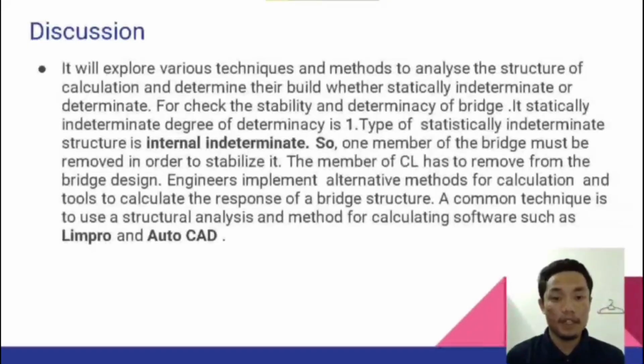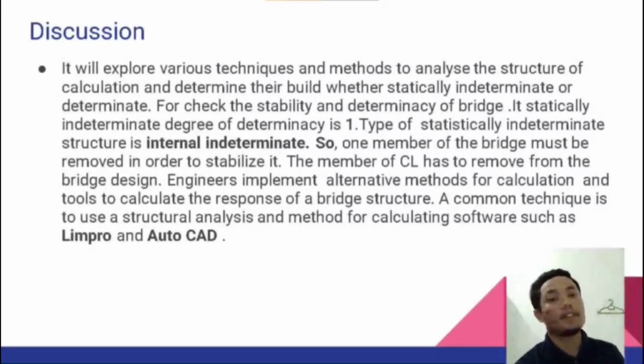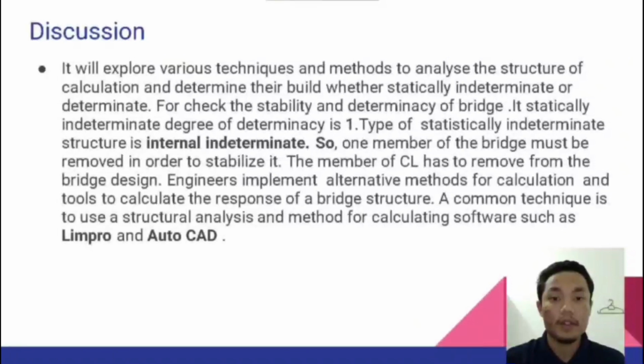Assalamualaikum, my name is Mohammad Nizam. My matric number is DF210056. Now I will explain the discussion. First, I will explore various techniques and methods to analyze the structure and determine whether the building is statically indeterminate or determinate. First, we must check the stability and determinacy of the bridge in this project.